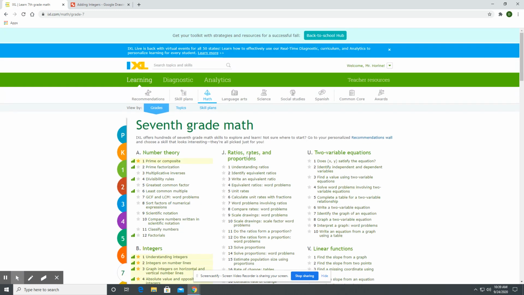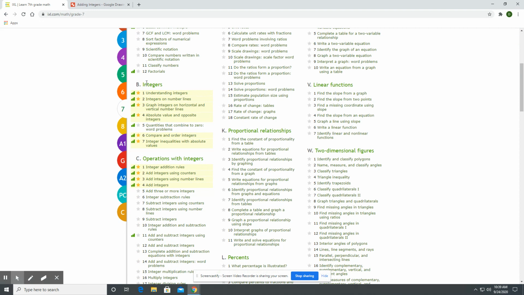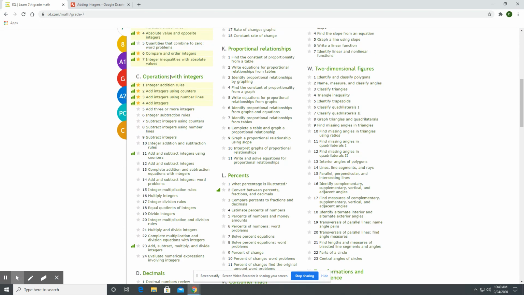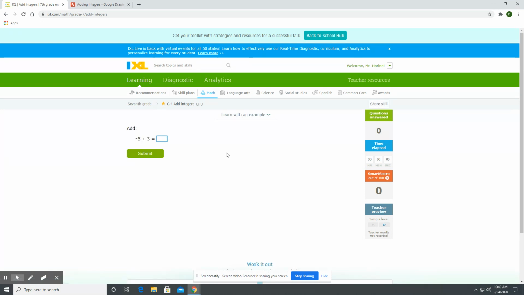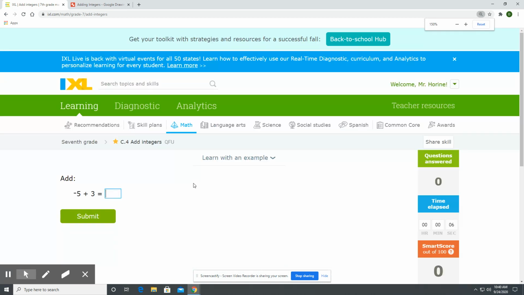In IXL, I'm going to go down to the 7th grade math skills. There are a ton of skills to choose from. Category B deals with understanding integers. Category C deals with how to actually add, subtract, multiply, or divide integers. I'm looking for adding specifically, so I'm going to look at C4. C4 is the stripped down version. It doesn't give you any extra notes about how to do anything. It's just basic adding, adding a positive and a negative, or a positive and a positive, or a negative and a negative.